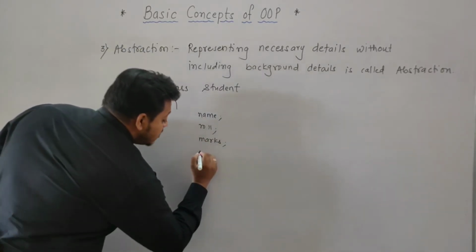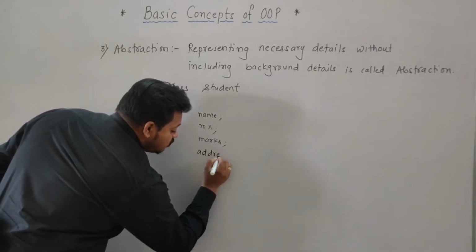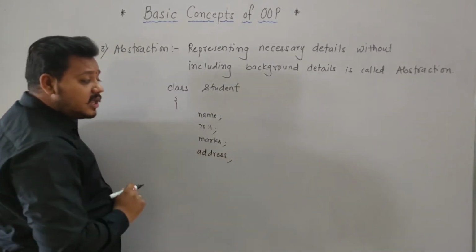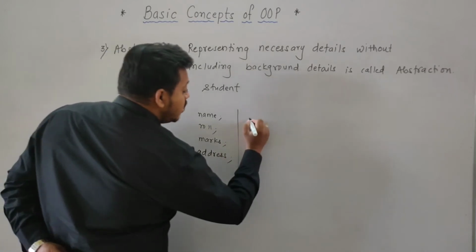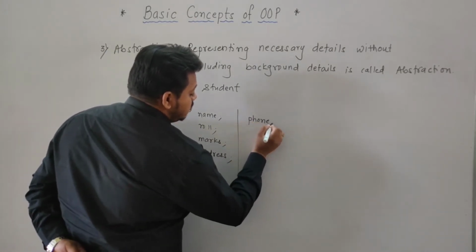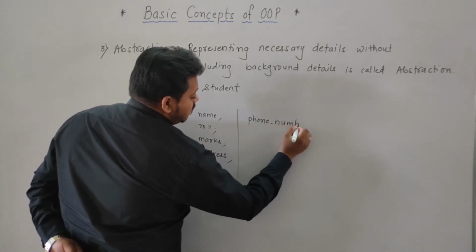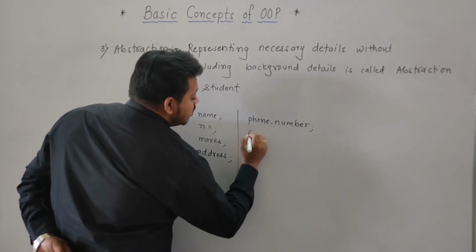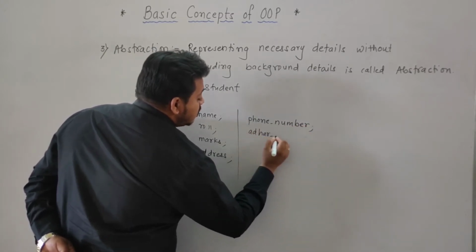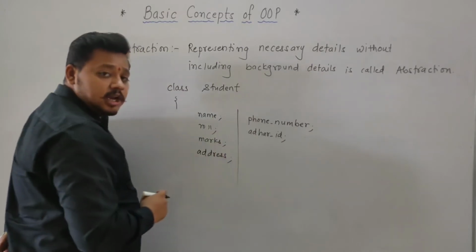Then his address. Suppose I want to develop college management system, I will require the address. Then his phone number. Then we can say his Aadhaar ID. So these are the possible attributes.